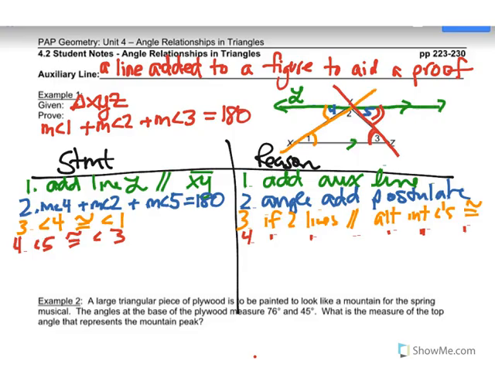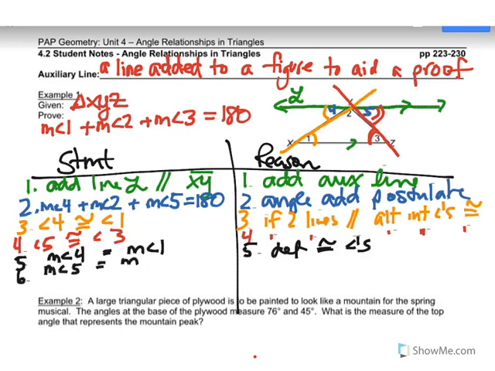Okay, now we can say, since we know those angles are congruent, we can add into our proof that the measure of angle 4 is equal to the measure of angle 1. What's that? Definition of congruent angles. And then we can say the same thing about the measure of angle 5 is equal to the measure of angle 3. We know that because we've already proved they're congruent, so we can say definition of congruent angles.